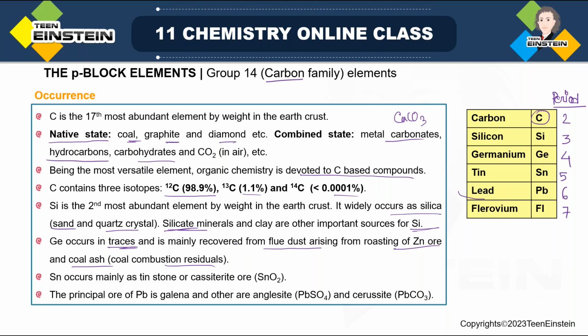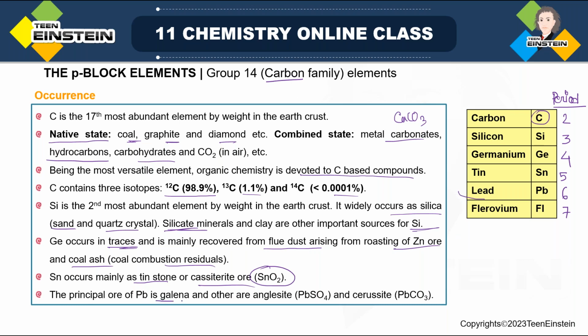The next element is tin, Sn. So Sn occurs mainly as tin stone, which has another name, cassiterite ore, and the main composition is tin dioxide, SnO2. After tin, we have lead.